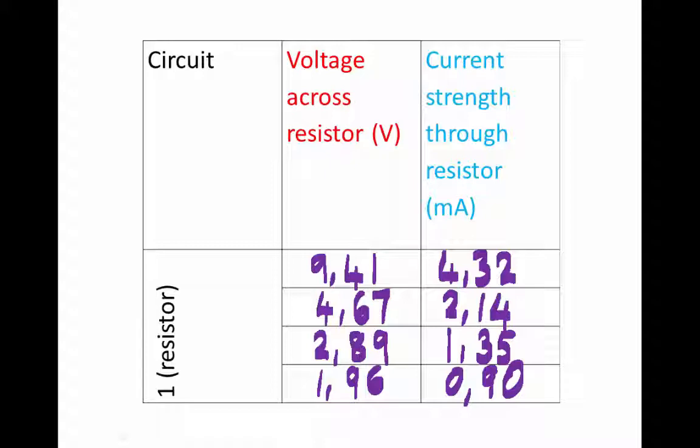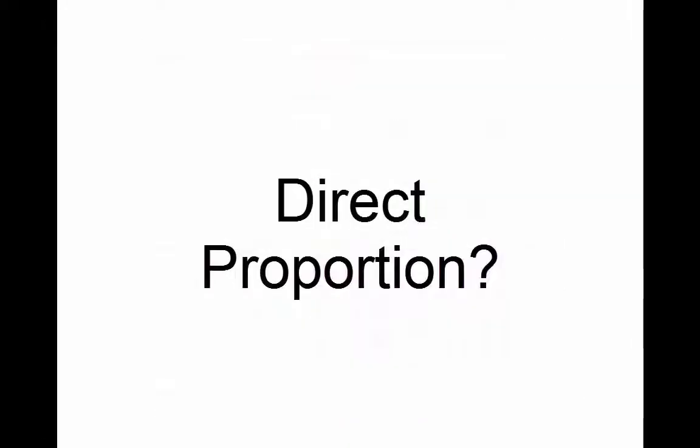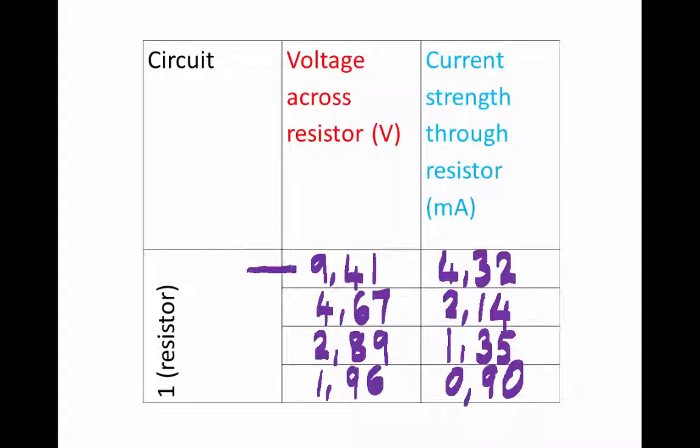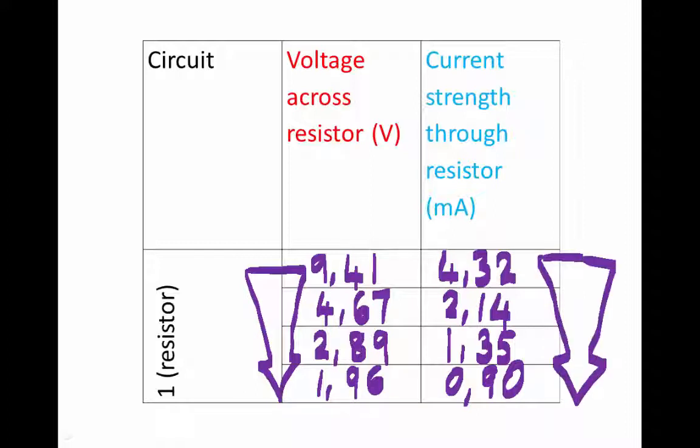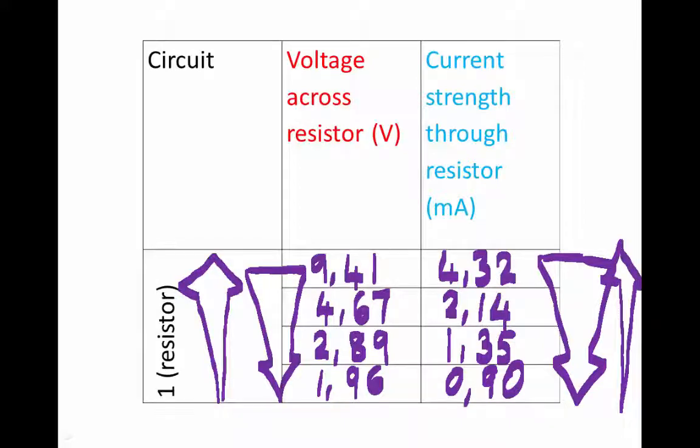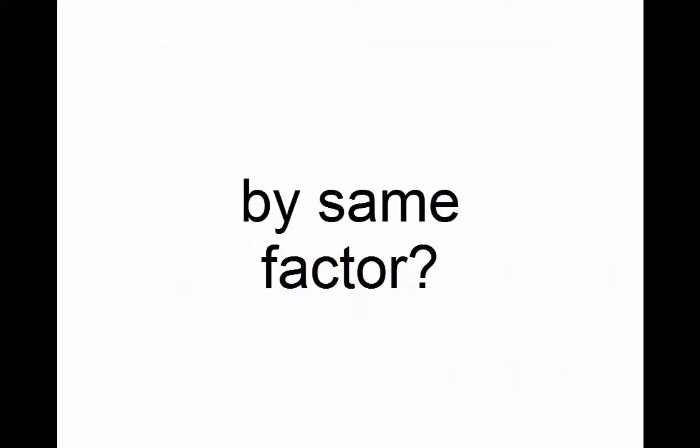So let's check whether there is really direct proportion here. We can definitely see that as the voltage across the resistor becomes less and less, the current strength through the resistor also gets less and less. If we put it the other way around, from the bottom up, as we make the voltage across it more, the current strength also becomes greater. The more, but now we need to see, is it by the same factor?